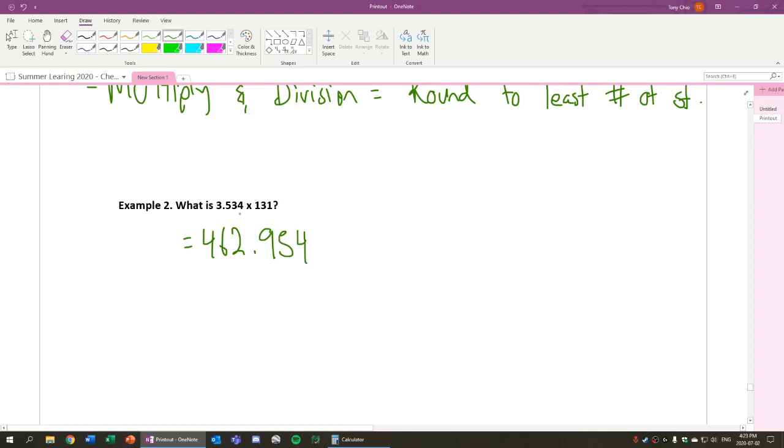But as we noted, these last digits are rounded, and because they're rounded, we can't trust them as much. So we want to round this answer to the correct number of sig figs. The rule of multiplication and division is you round to the least number of sig figs in your question. This one is 4 sig figs, this one is 3 sig figs. We should round it to 3 sig figs, which means this number should round to 463, because the digit after our third sig fig is 9, so we round up.